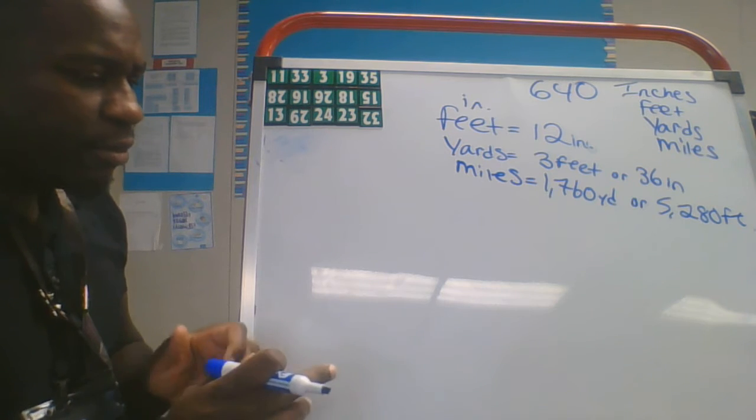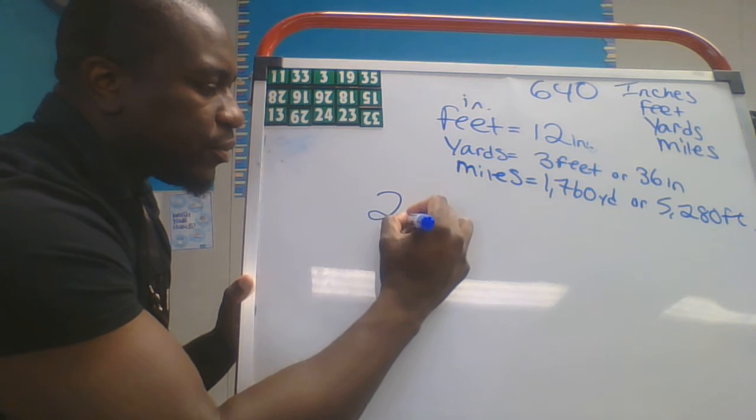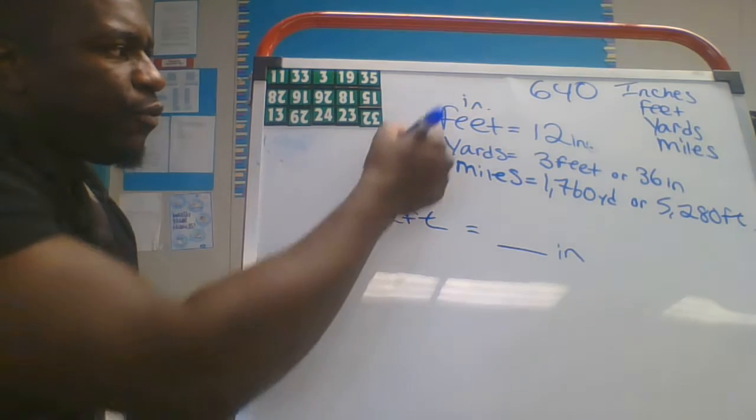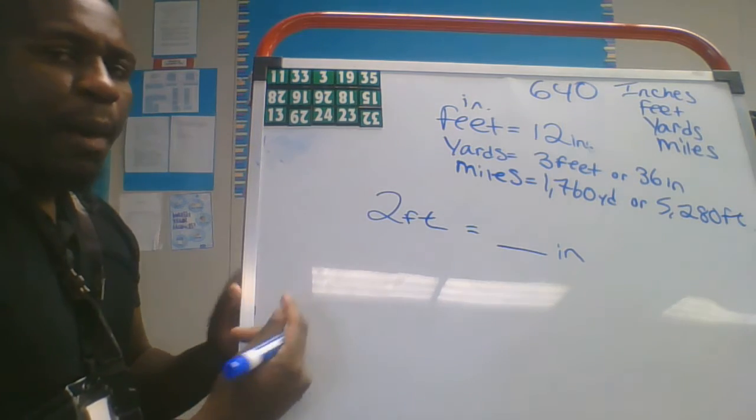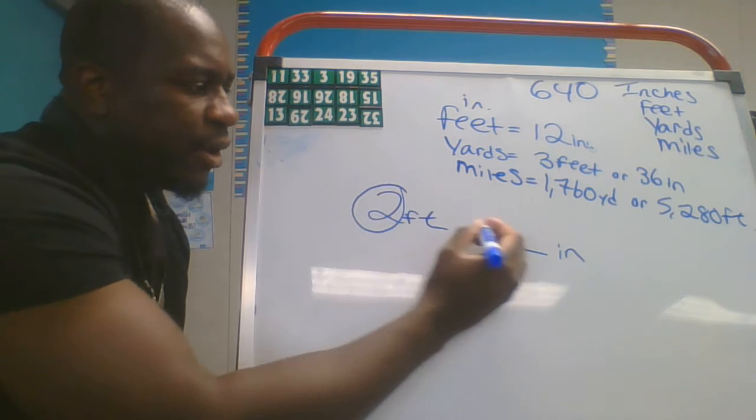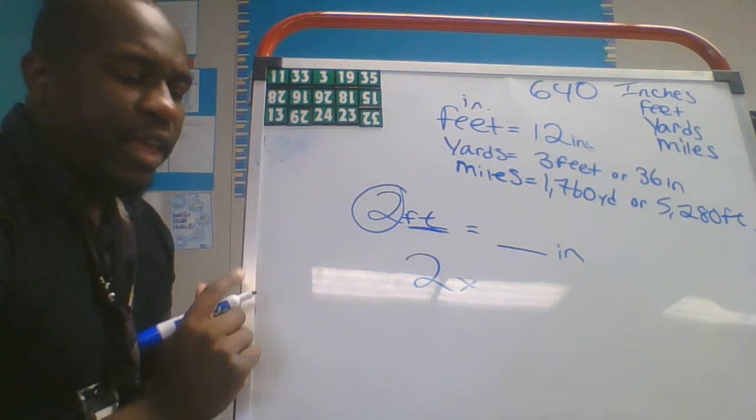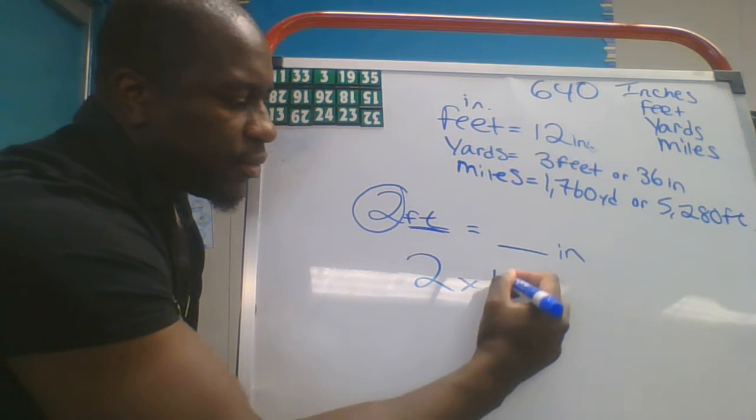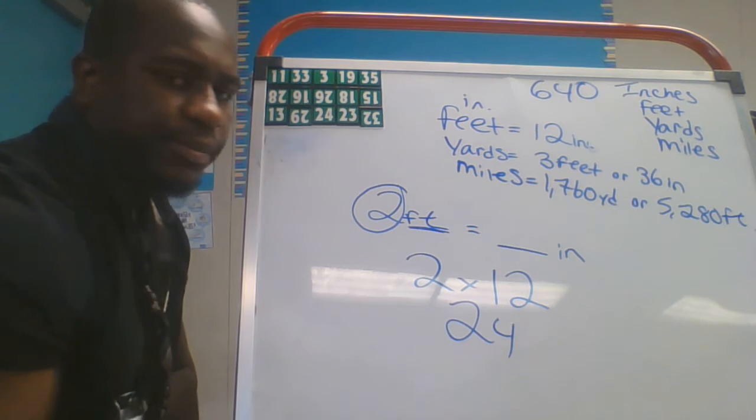So let's talk about some concrete examples. For example, if I have 2 feet and I want to know how many inches that is, I'm going from feet to inches. So I'm going from horse to butterfly. So we're going to multiply. But what are we going to multiply? We're going to take that 2, and we're going to multiply it by however many inches there are in 1 foot. Since every foot has 12 inches, you're going to go 12 times 2, and that gives us 24.